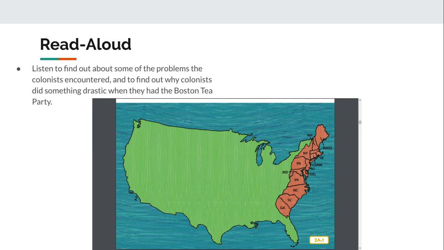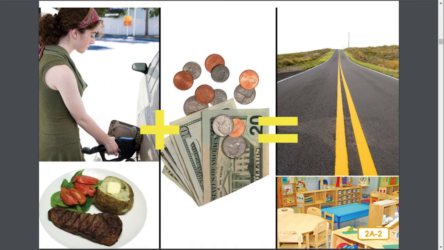For a long time, many colonists were proud to be British citizens ruled by the King of Great Britain. But then things began to change. The King and the British Parliament had spent a lot of money helping to set up and protect the colonies. To help pay for these expenses, Parliament decided to make the colonies in America pay taxes to Great Britain. Taxes are extra money people pay when they buy certain things.